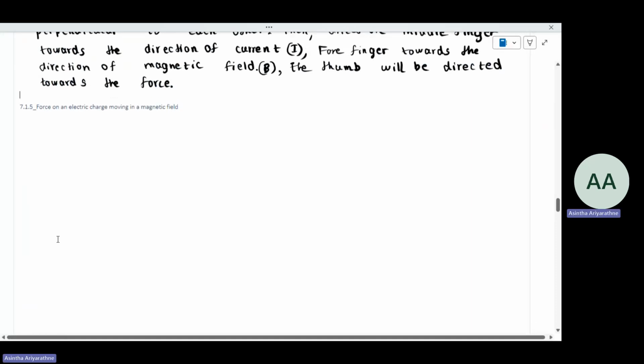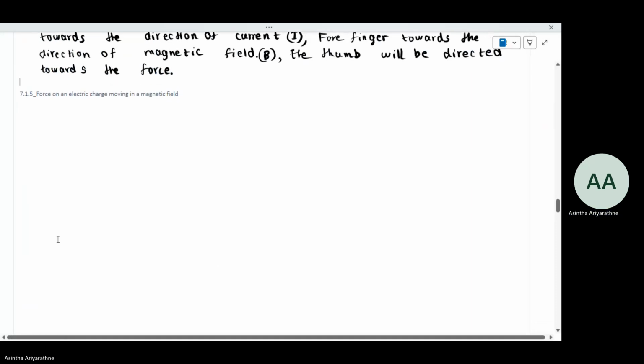So let's consider a charge. If some amount of charge is moving in a magnetic field, current will be there. Flow of charge is the current. Flow of electrons is the current, actually.